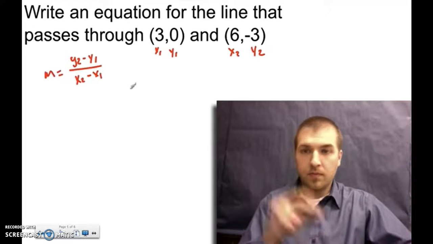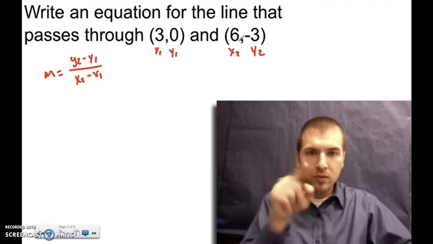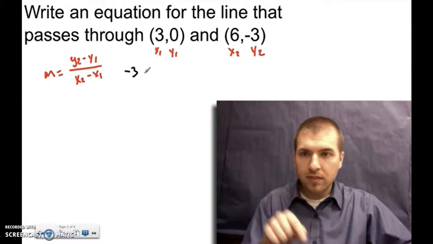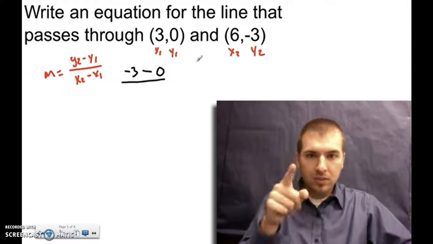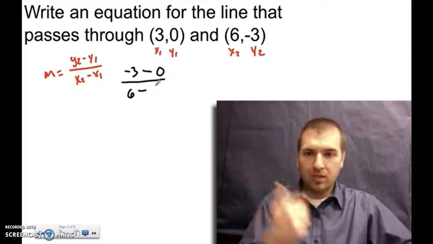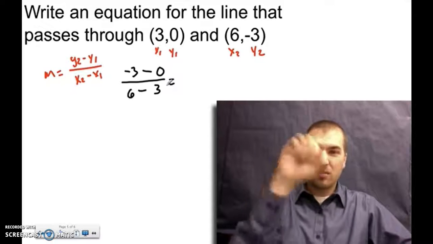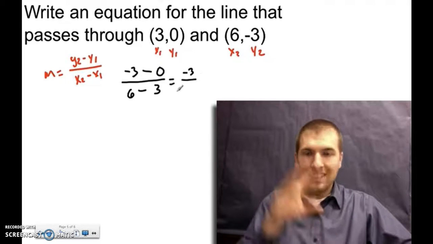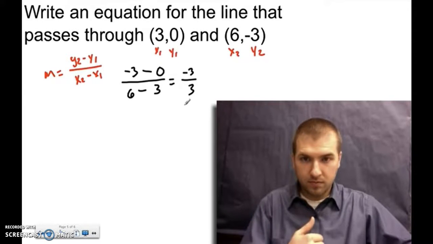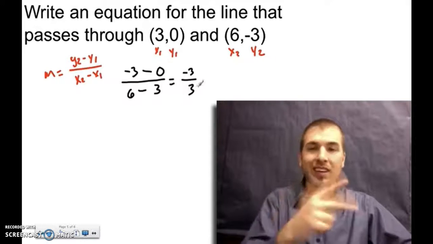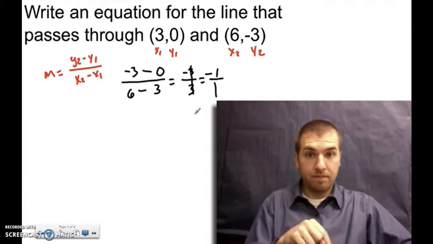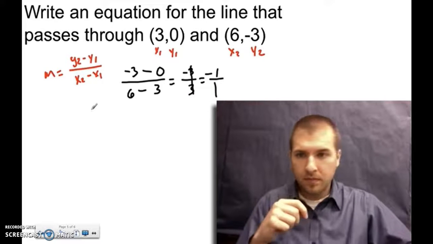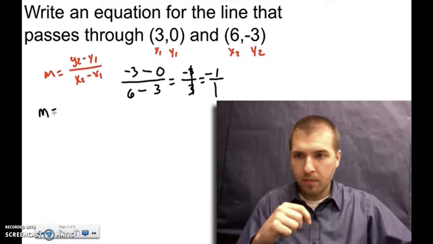Alright. So y2 is negative 3 minus 0 over our x2, which is 6 minus 3. So that's going to equal negative 3 over 3, which equals negative 1 over 1, or negative 1. And that's our slope. So our slope, or m, will be negative 1 over 1.